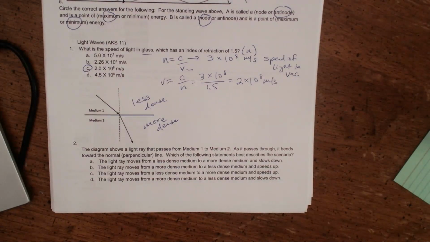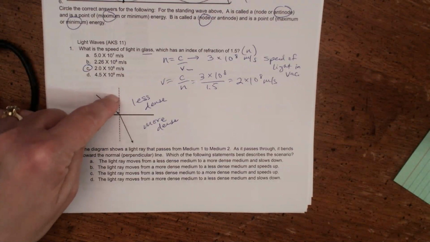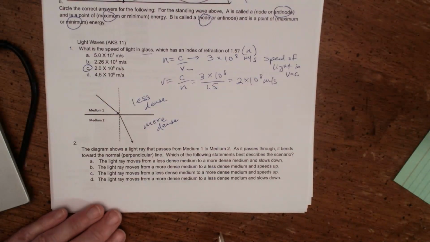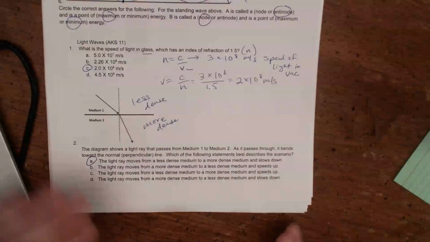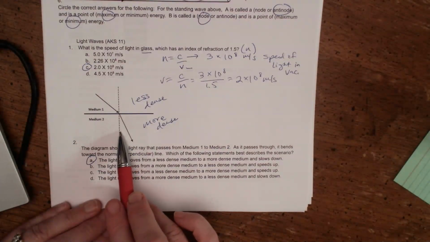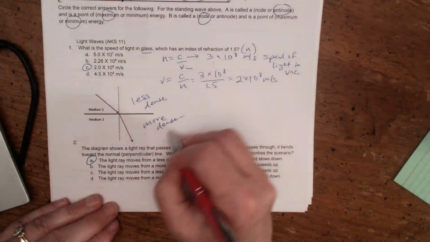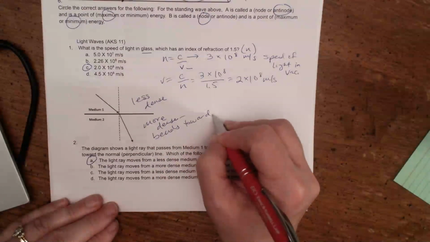Its speed is changing. Its speed is dropping because it's going from something, maybe say it's going from air into water. So it's going from something less dense to more dense, and slows down. Looks like that would be A. So if my ray bends towards this normal line, then we know that we're going into something that's more dense.